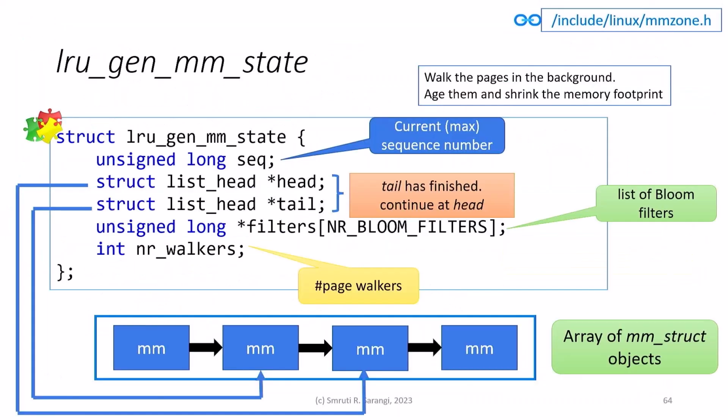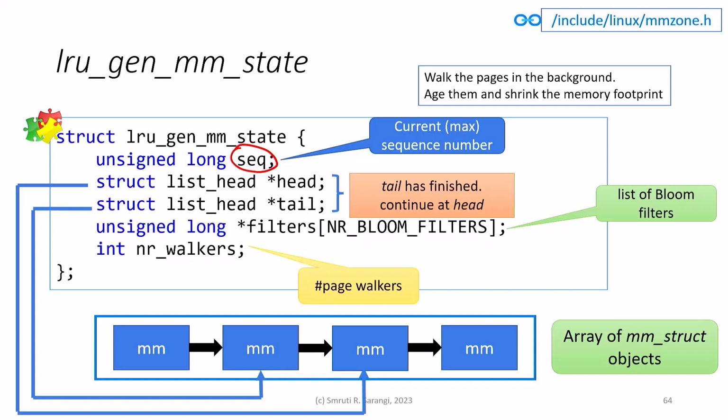Coming to LRU gen state, the idea here is that I want to proactively walk through a zone, find things that can be cleaned up. This is called zone shrinking, and send them to the swap space. So this is the current sequence number that I'm walking. And what I do is, all the mm_struct. So remember the mm_struct from task struct. This is the structure that maintains the maple tree and page table and everything.